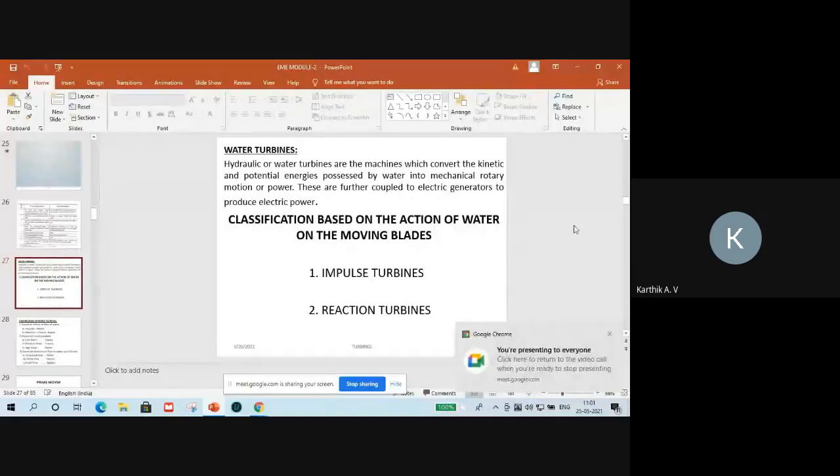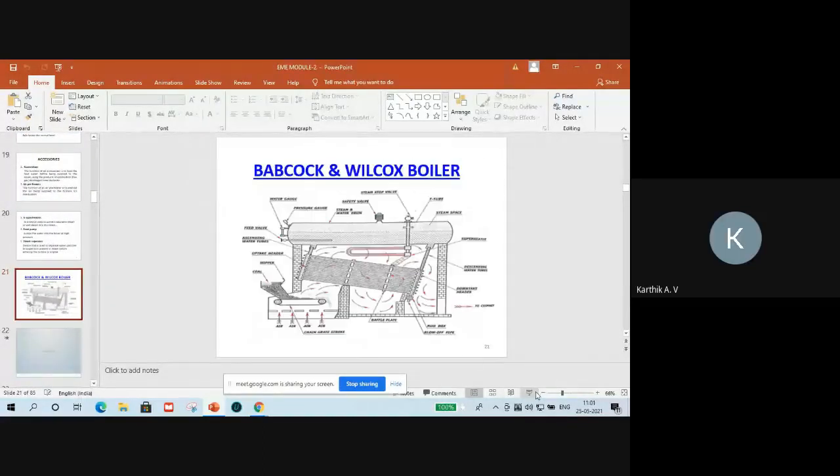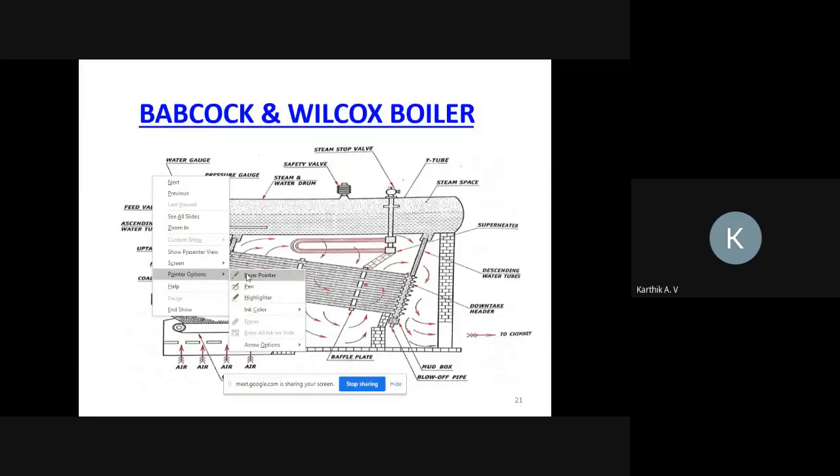Is this PPT visible? Yes, sir. Okay. So once again we'll go through the turbines. So, Babcock and Wilcox boiler. The diagram is very important.